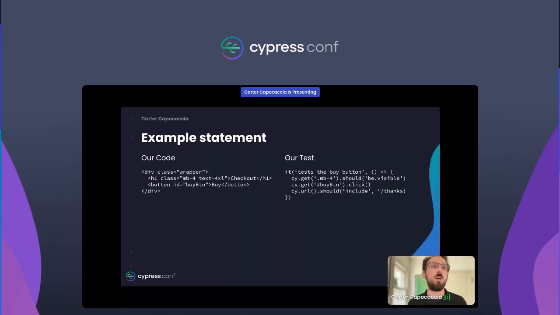On the left-hand side, you'll see our code. It's really simple. We only got 3 elements here. We've got a div, which is a wrapper, with the class name of wrapper. We've got an H1 that has a class name of mb-4, text-4xl, which if you guys use Tailwind, these are very common class names. And it just says checkout. And there's a button that has an ID of buy button and a text of buy on the inside of it. And that's basically the entire component here.